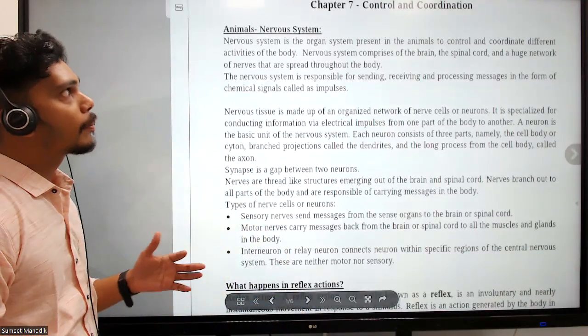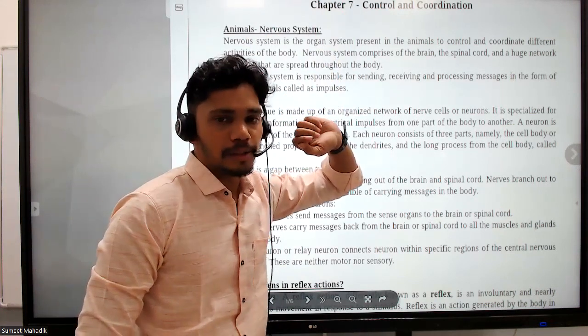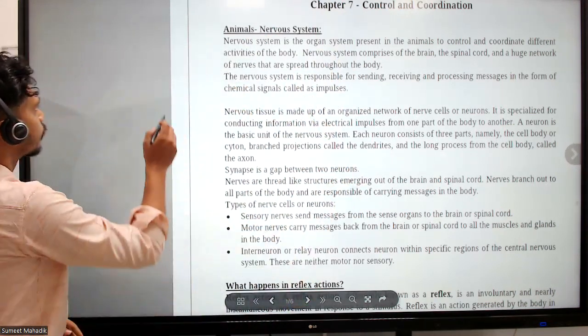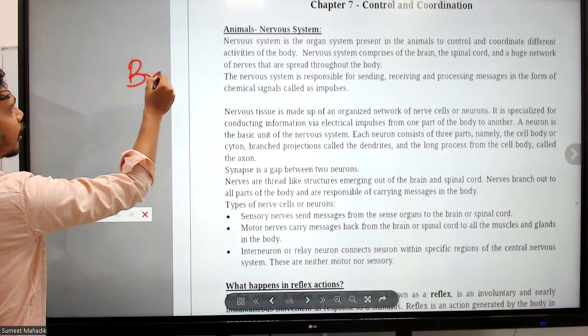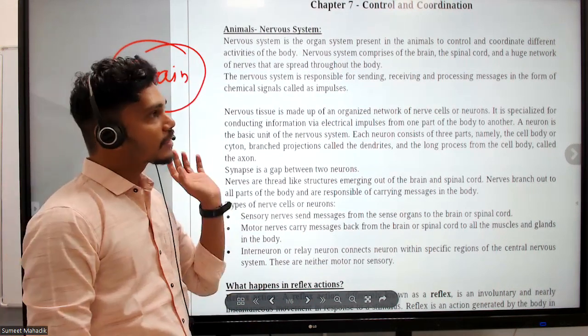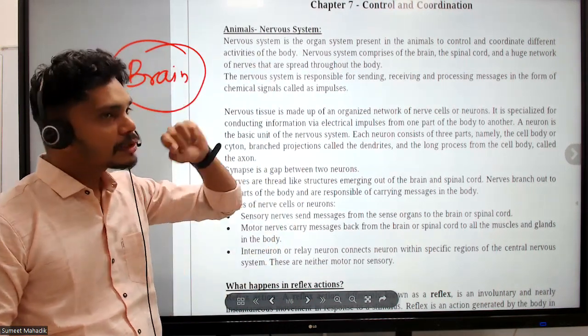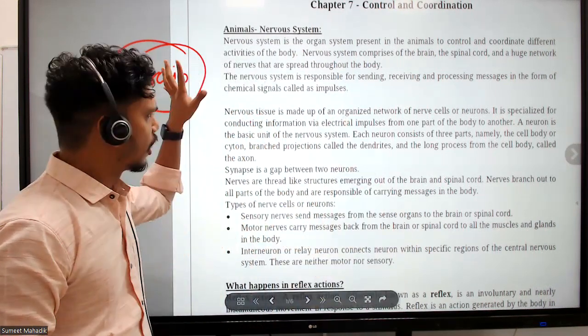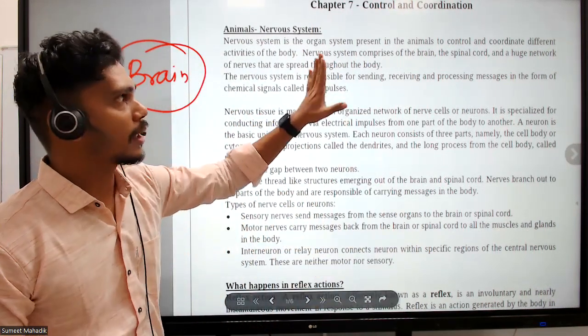Okay, so we are going to talk about control and coordination. The moment I talk about control and coordination, the picture in your mind should be the brain, right? The brain is the controlling unit. Yes or no? So we're going to study the brain. And coordination means some enzymes and hormones are secreted by the brain or some parts. Okay, we're going to study that.